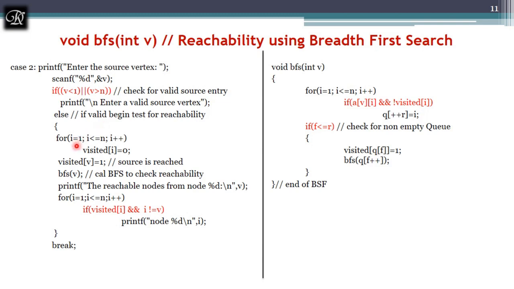Next, if the given vertex is valid, then I will initially mark everything as not visited. That is done with the help of this one for loop. Then, since I have already started with the source vertex v, I should consider it as visited. That is why visited of v is set to 1. Then I am going to call the recursive function bfs of v.